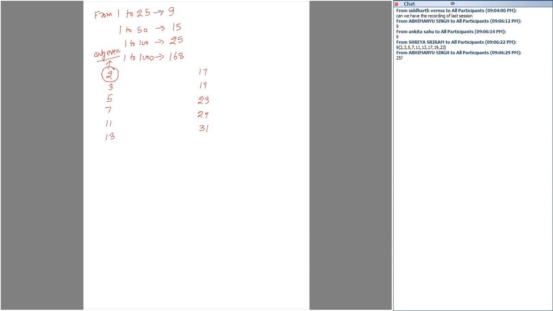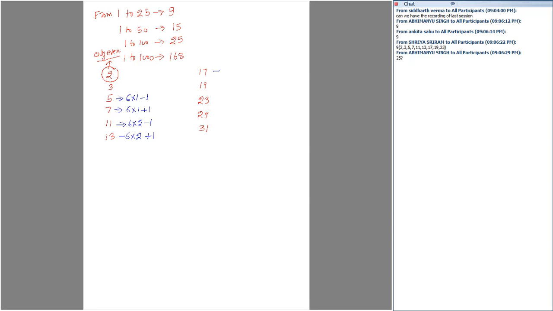Now, after that, if you divide 5 by 6, what is the remainder? Can I say 5 is nothing but 6 into 1 minus 1. All right. 7 is what? If you divide 7 by 6, the remainder is 1. So 6 into 1 plus 1. 11 is what? 11 is nothing but 6 into 2 minus 1. 13 is 6 into 2 plus 1. All right.